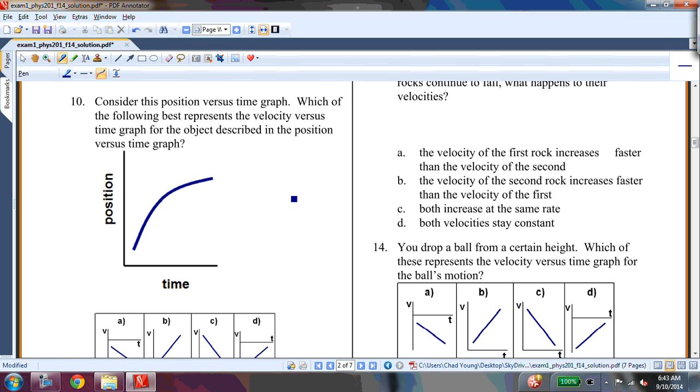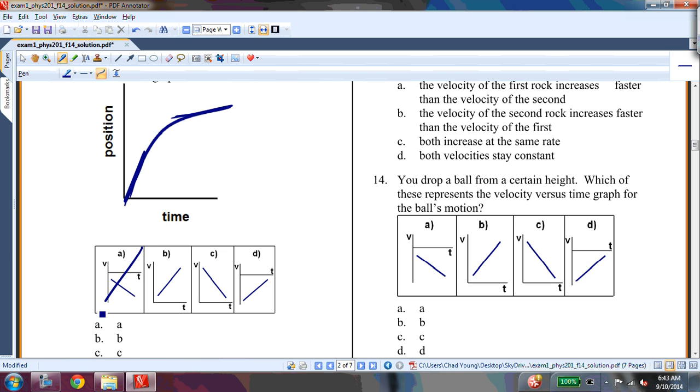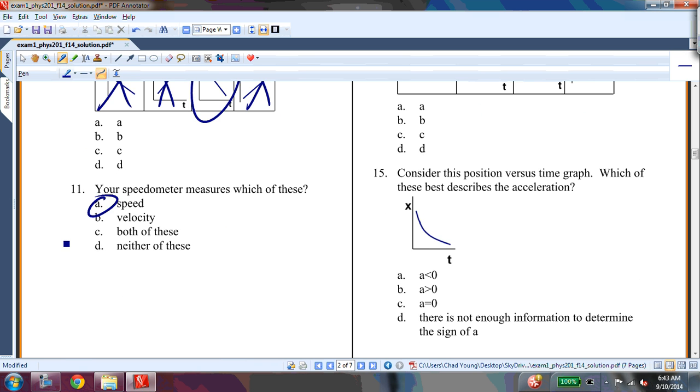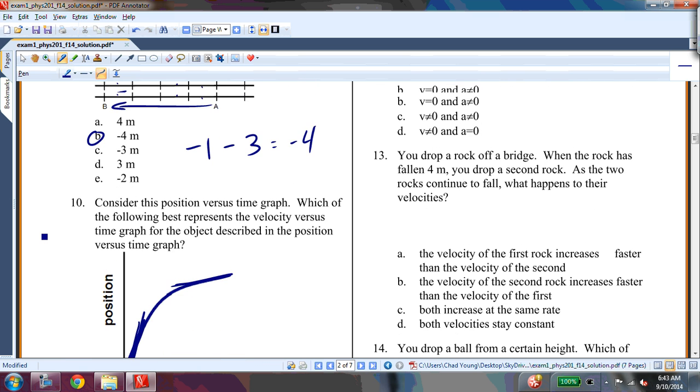Consider this position versus time graph. Which of the following best represents the velocity versus time? Okay, so I initially have a big positive velocity, and then I have a small positive velocity. All right, because it's positive, that gets rid of this one and this one. Because it starts out with a big positive velocity, it gets rid of this one. So C is the right answer. Your speedometer measures speed, not velocity, because it only measures the magnitude.